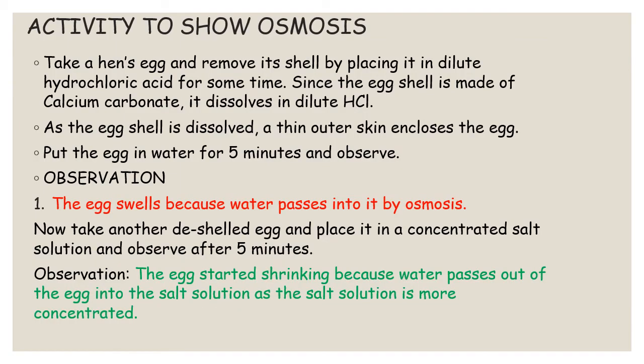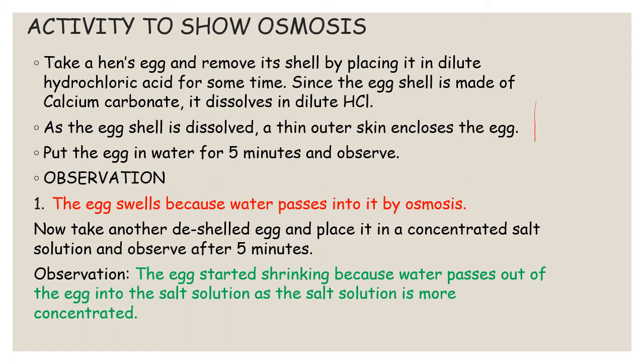Next, how can you prove osmosis? You need an egg for this. You remove the shell of the egg, or deshell it, by keeping it in dilute hydrochloric acid for some time, so that the eggshell, which is made up of calcium carbonate, dissolves and gets removed. Now you have the egg ready for this experiment with only the thin outer skin. Put the egg in water for 5 minutes and observe.